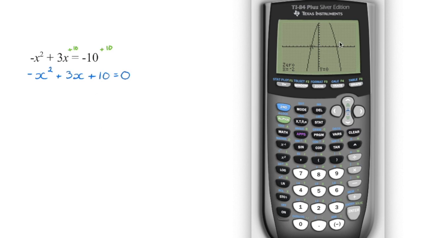We now need to do it again for the other side. So we're going to go second function trace, choose number 2, your zeros, and again the calculator prompts you.